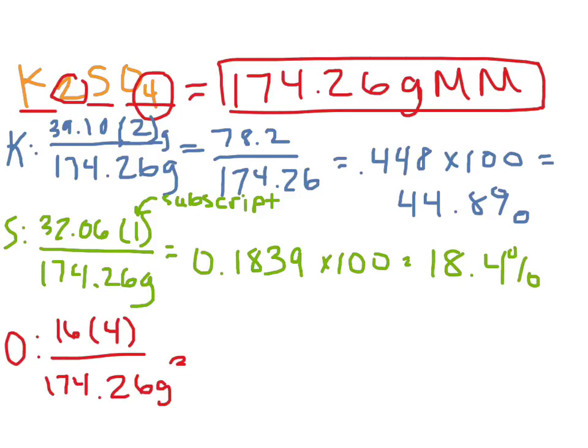That's the first thing that you should actually find, the whole molar mass of the compound. Then just find the molar mass of the other ones, times it by the subscript, put that over the molar mass of the whole compound, because you wouldn't divide the molar mass of the whole compound by a little number. That makes absolutely no sense.